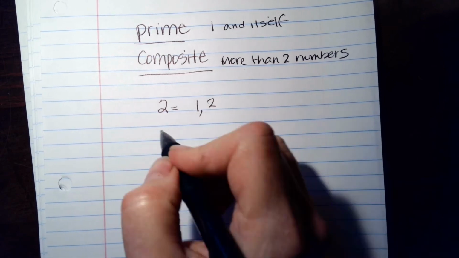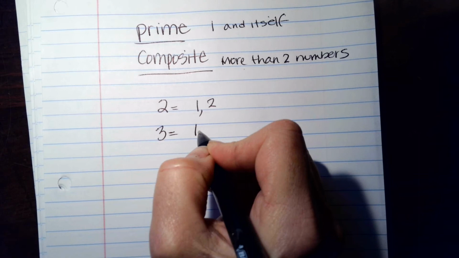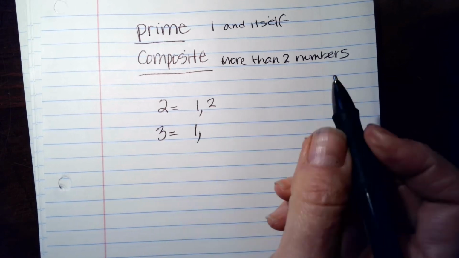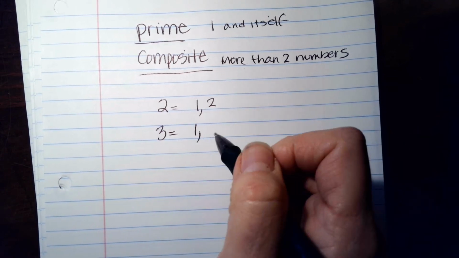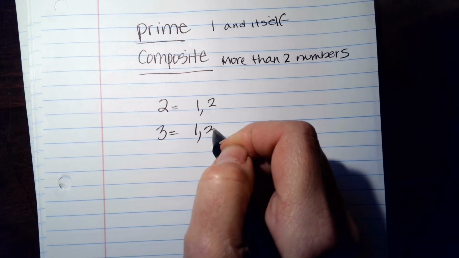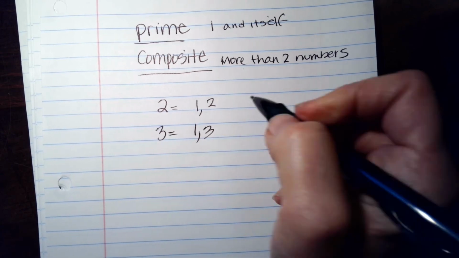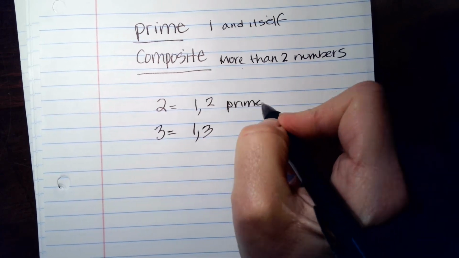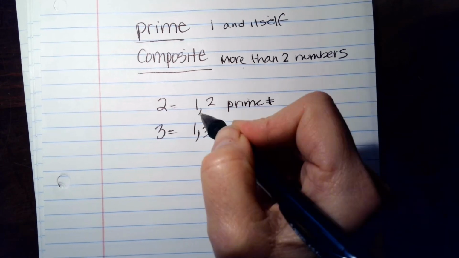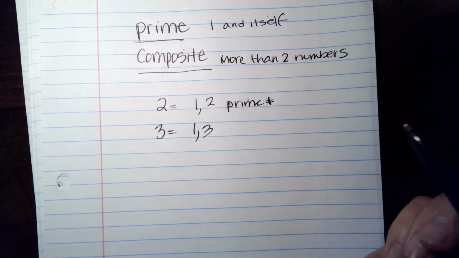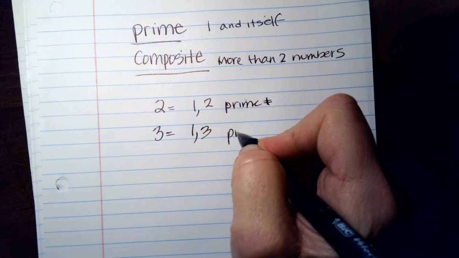No. How about 3? Does 1 go into 3? Yes. Does 2 go into 3? No. Does 3 go into 3? Yes. So this is a prime number because when you divide it by different numbers, it only has 2 factors. This is a prime number as well.